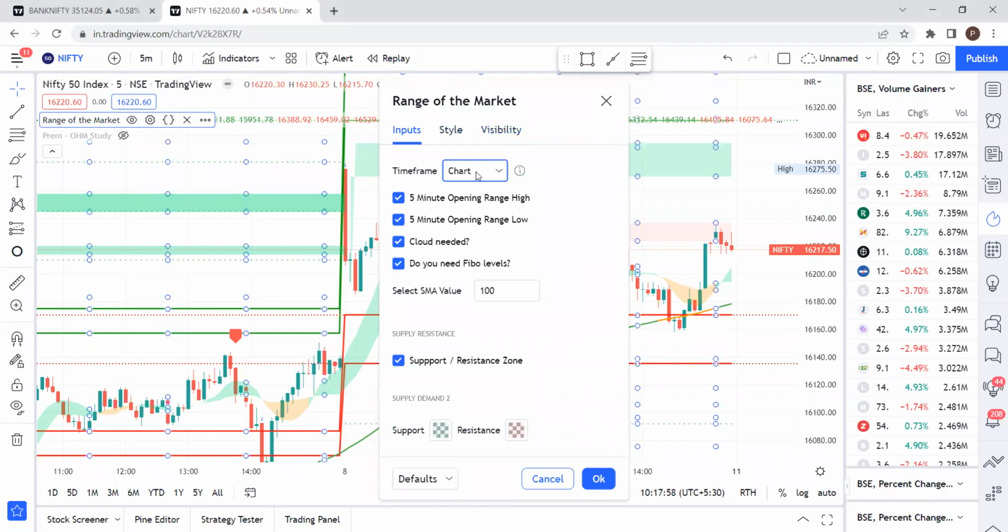So the time frame should be on chart. You can have all these things, but if you don't need anything, you can remove it as of now. I'll be teaching all this stuff, so you can also remove it. First, let's learn one by one, and then we'll get to know more about it. This is the main setting that you need to do, and then say okay.